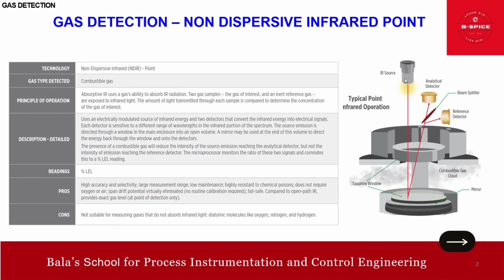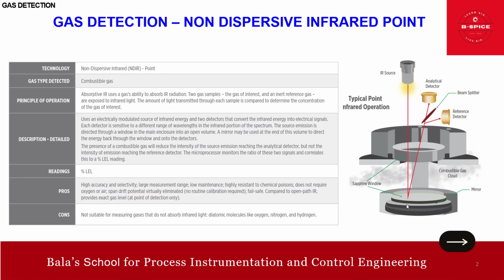So the source emission is directed through a window, as you can see here, sapphire window, right, in the main enclosure into an open volume, right. A mirror is used at the end of this volume to direct the energy back through the window onto the analytical detector and the reference detector, right.